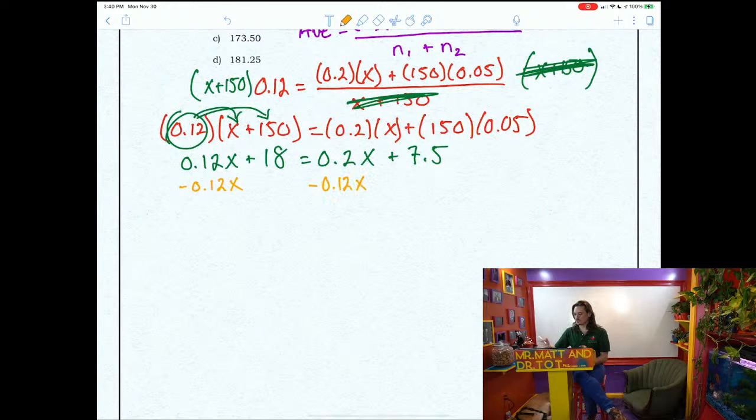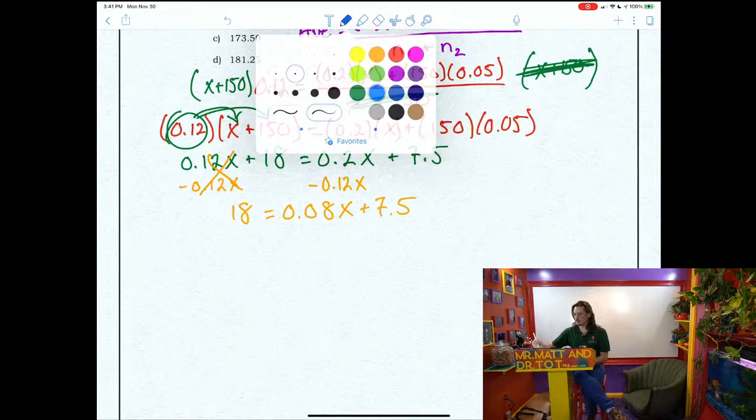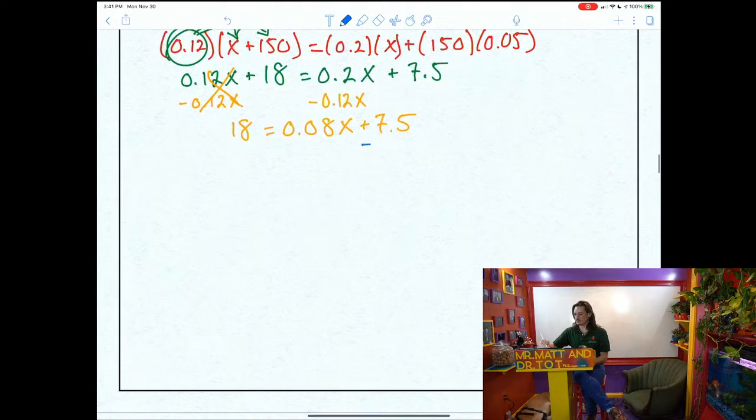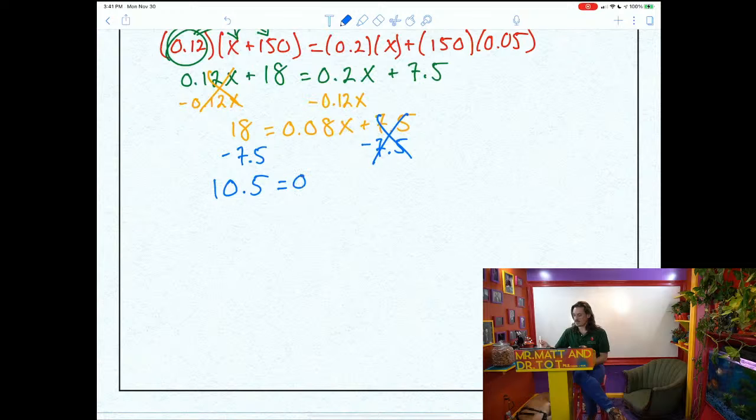That'll cancel on the left. And so 18 is going to be equal to 0.08x plus 7.5. Now I can subtract 7.5 on both sides. That'll cancel on the right. And so I'm going to have 10.5 is equal to 0.08x.